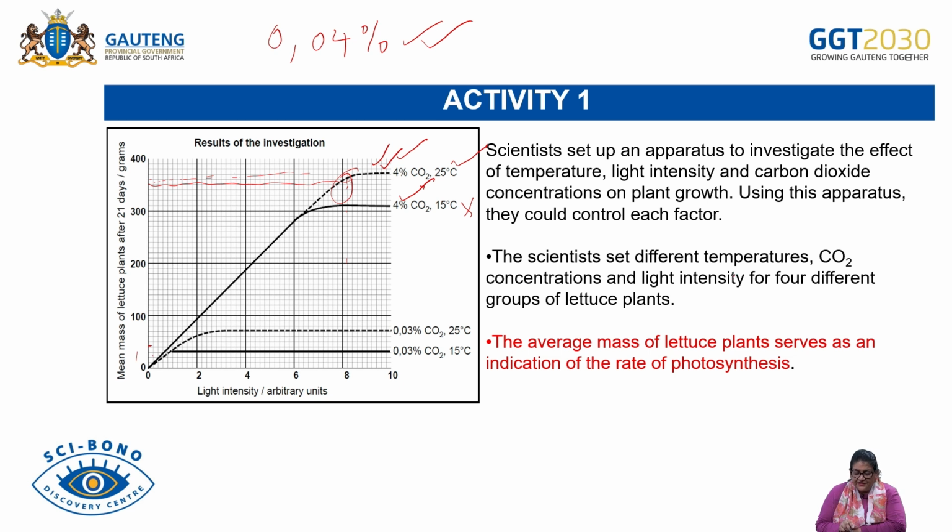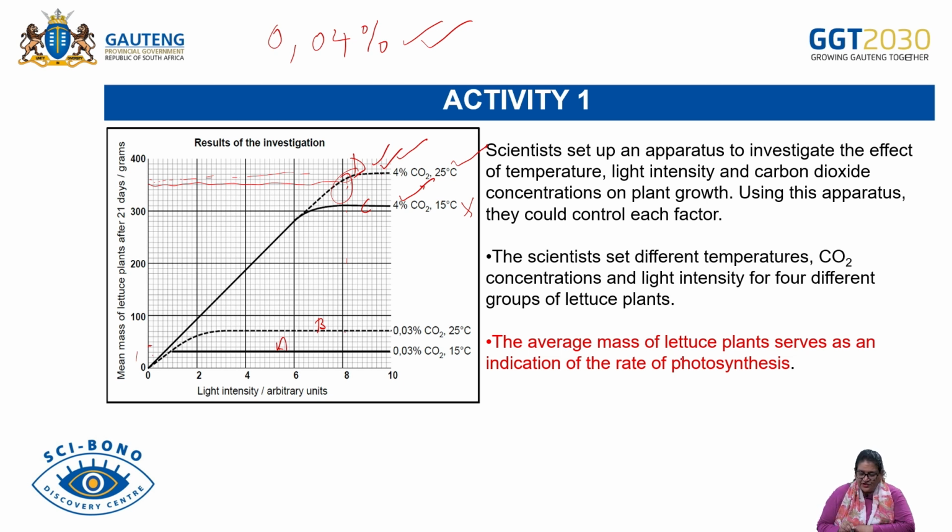The scientists set different temperatures, and what were they? What were the 3 temperatures that they set it at? Actually, it's only 2 temperatures. It was 15 degrees and 25 degrees. Okay. CO2 concentration, there was only 2, 0.03 and 0.04, okay, or 3% and 4%. And light intensity for 4 different groups of lettuce plants. What are the 4? It was A, B, C, and D. They didn't give you the label lines, so you can assume that those are the 4 graphs, A, B, C, D. Okay. You always start off from the bottom and then you go to the top.